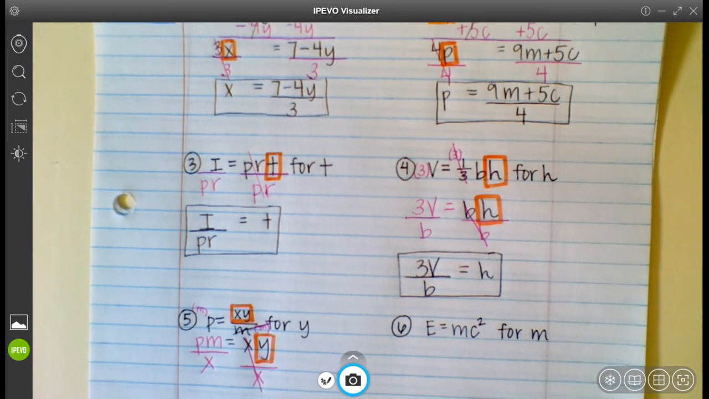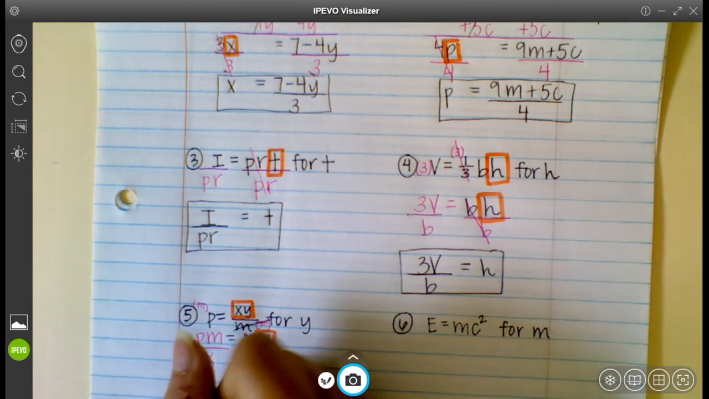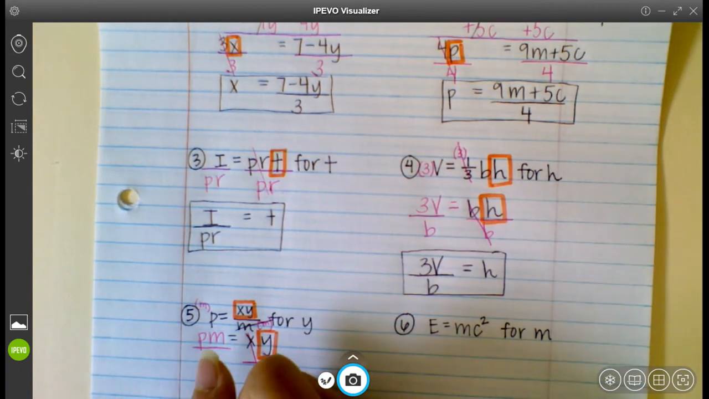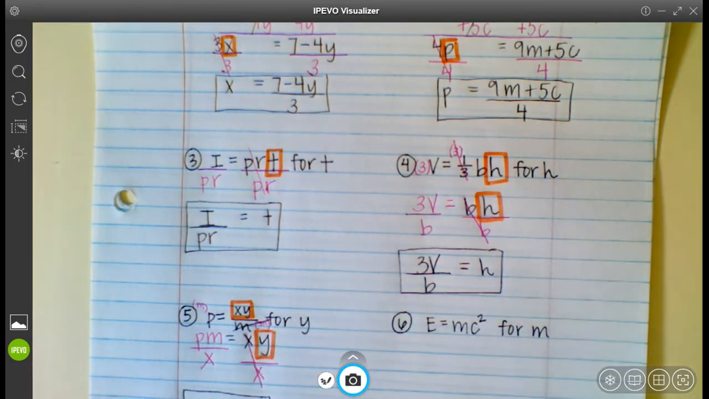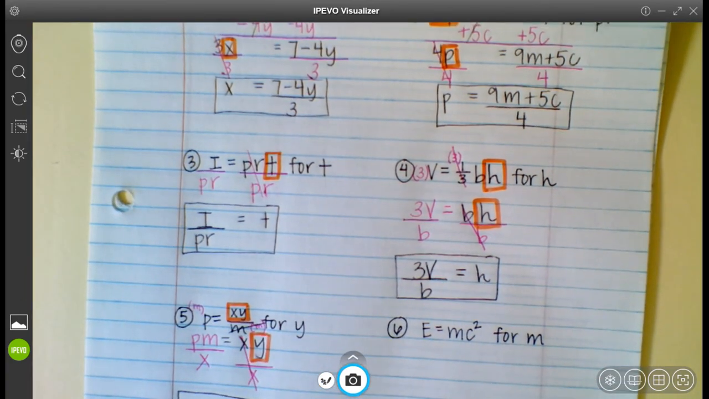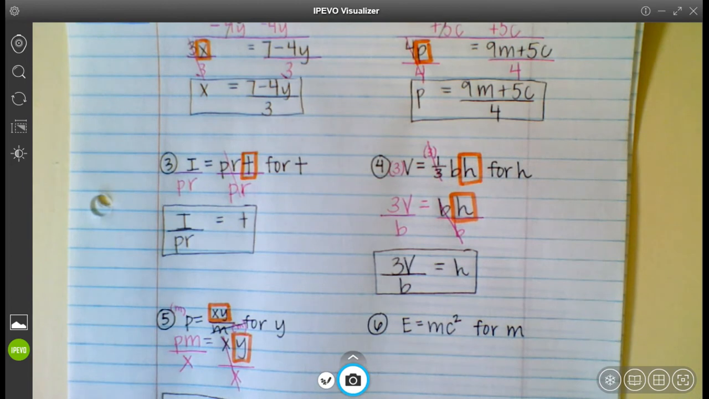I don't think you can see that, there we go. y equals pm divided by x. We solve for y. All right, one last one just for fun and giggles.